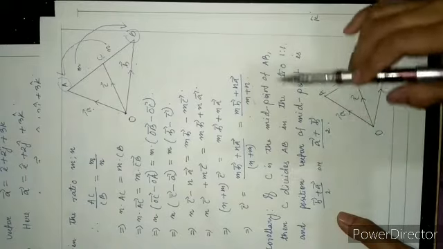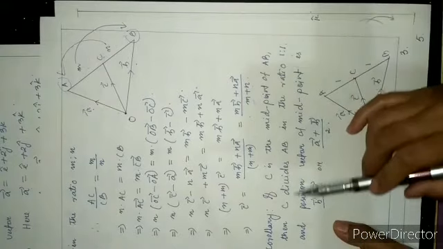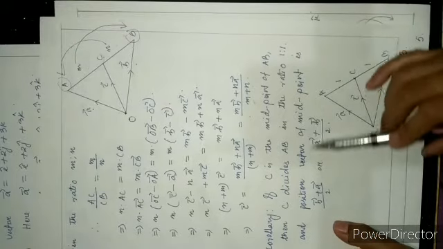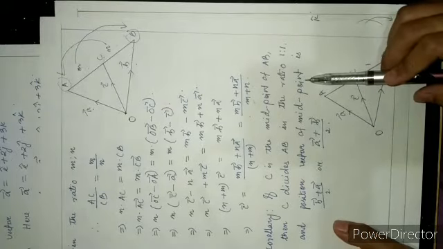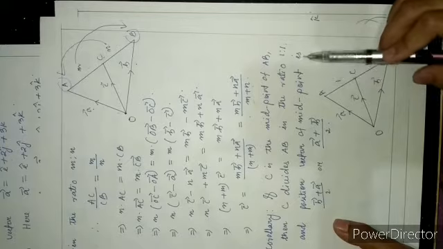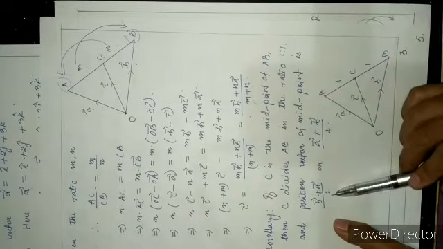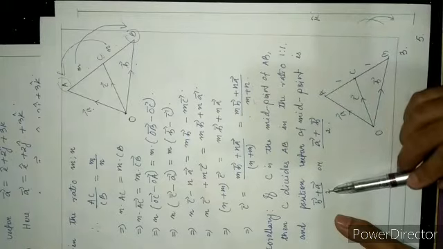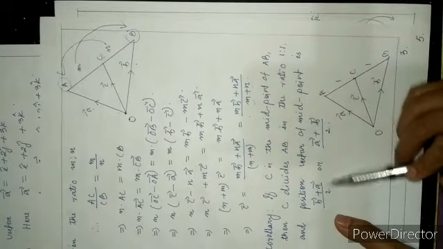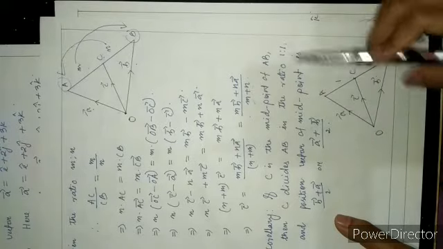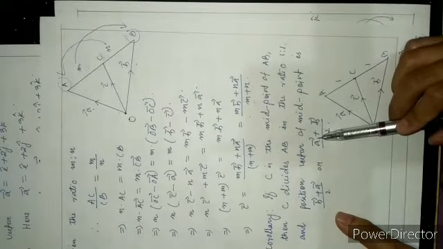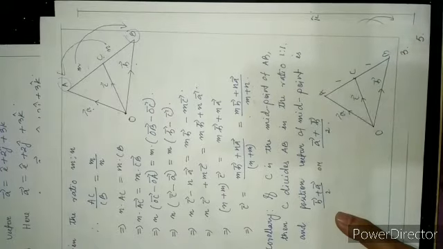Corollary: if C is the midpoint of AB, then C divides the line segment AB in the ratio 1:1. The position vector of the midpoint C of the line segment AB is given by the formula b vector plus a vector divided by 1 plus 1, which is 2. Here the value of m is 1 and the value of n is 1, so it can also be expressed as a vector plus b vector divided by 2.